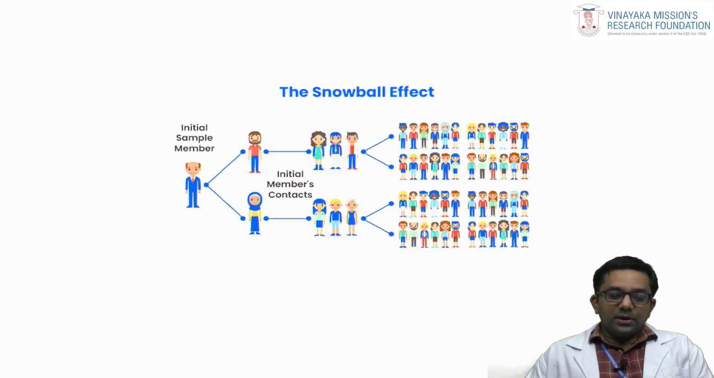So, the initial member will be there. After that, whoever is contacted by the initial member, they will inform. So, again the sample will increase. That is the snowball effect.